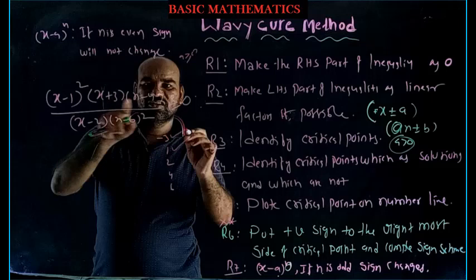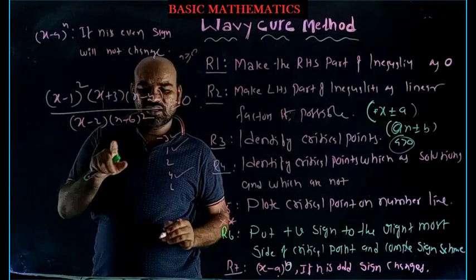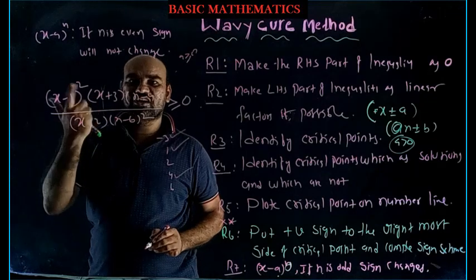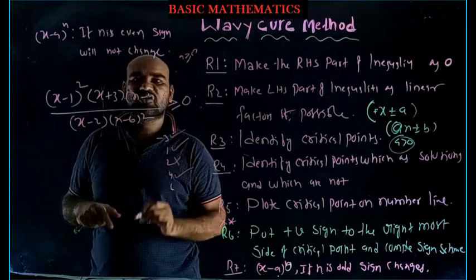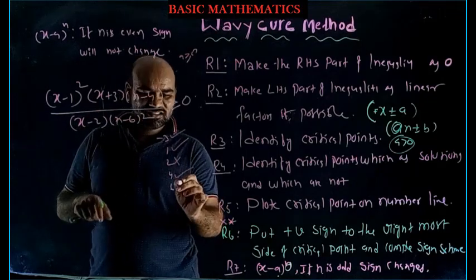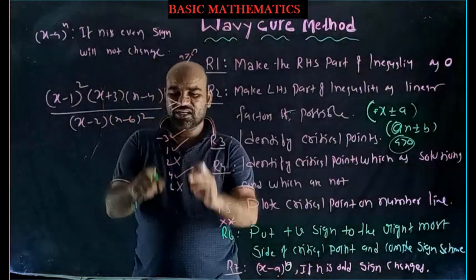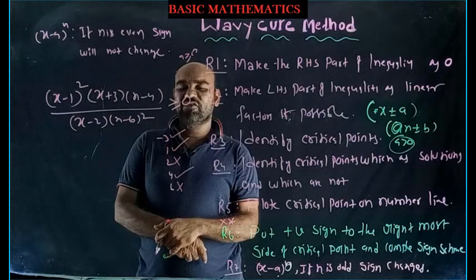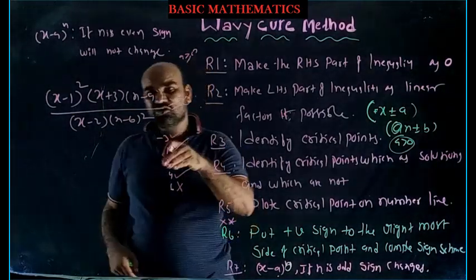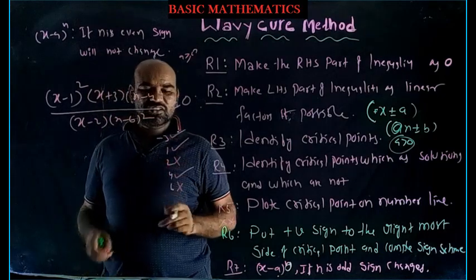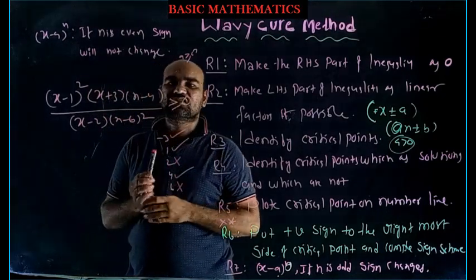Minus 3 satisfies. 4 satisfies. But 2 won't satisfy, because in the denominator, something by 0 is not defined. So the critical point 2 is not a solution of the problem. 6 is not a solution of the problem. First of all, we identify the critical points. After identifying them, we see which critical points give a solution and which do not. So minus 3, 1, 4 are solutions, and 2 and 6 are not solutions of the problem.